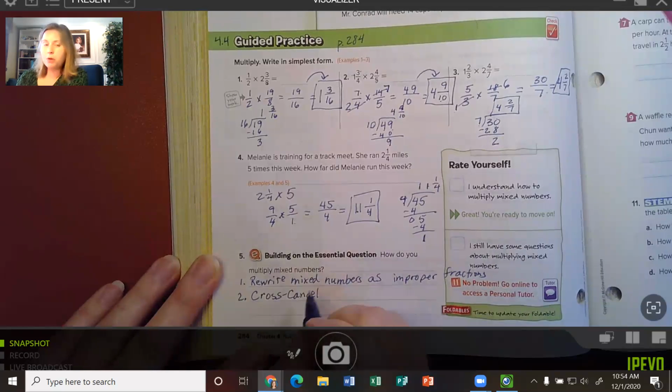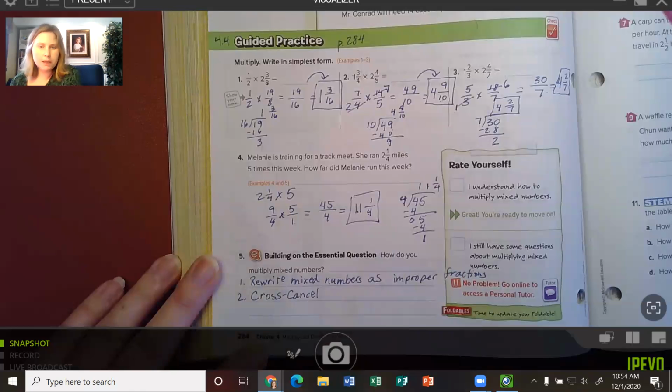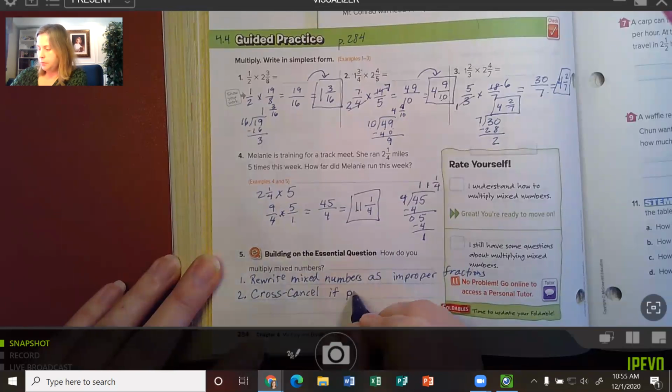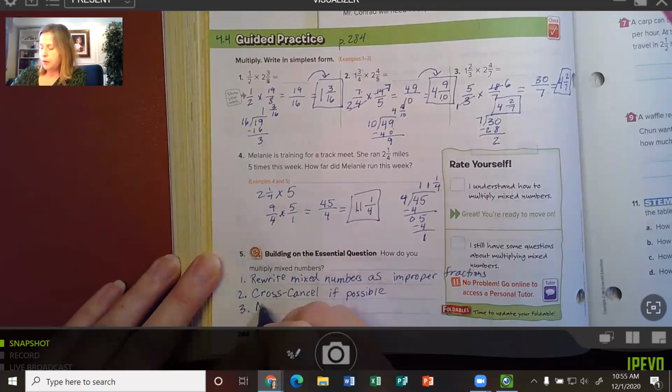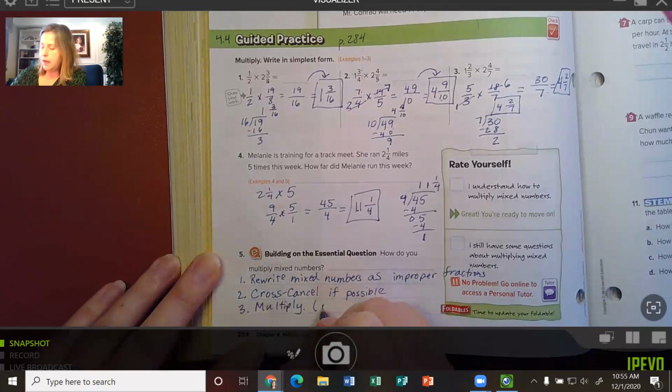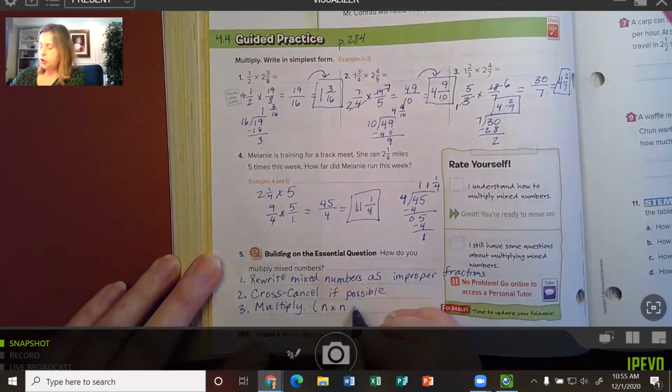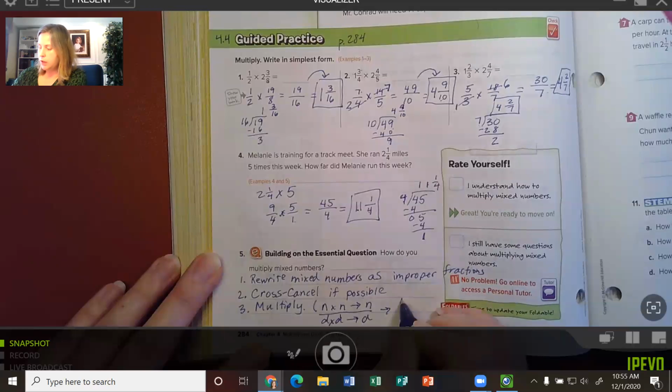So number 1, remember anything I'm writing down, you're writing down. Rewrite mixed numbers as improper fractions. 2, cross cancel if possible. 3, multiply. And then in parentheses, I'm going to put n times n, which stands for numerator times numerator. That gives you your new numerator. And then D times D, denominator times denominator, gives you your new denominator to get numerator over denominator.